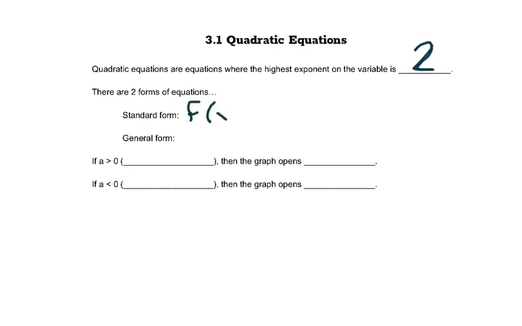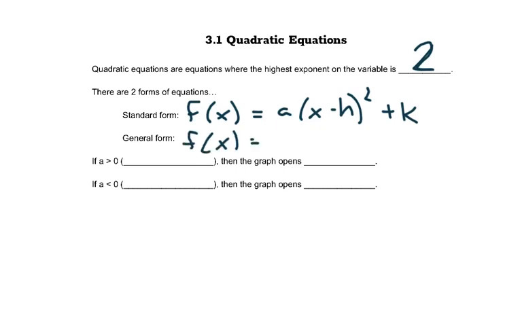The first form is the standard form, and that's f of x or y equals a times (x minus h) squared plus k. And the other form is the general form. This is a form that we see more often, and that's ax squared plus bx plus c.